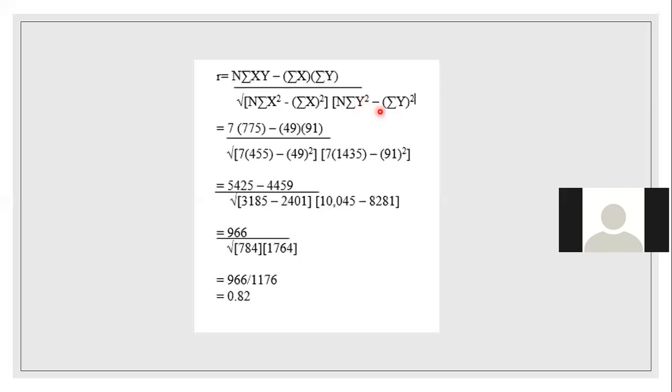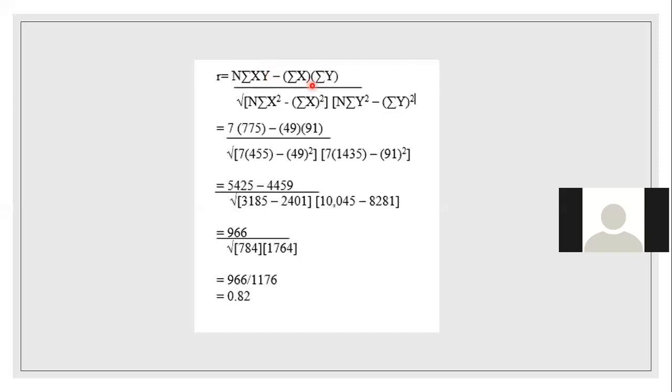And then we times that by n times the sum of y squared, which again, you square the individual y's and take the total to get this value. So it's n times the sum of y squared minus the sum of y, and then we square that value. So we total up the column that says y, and we square that value.